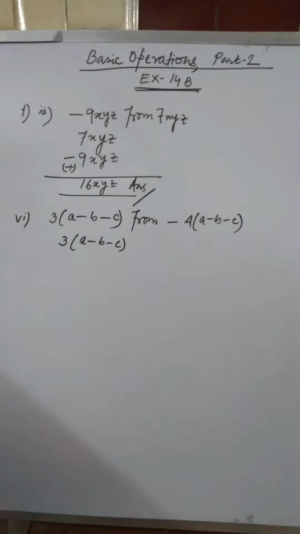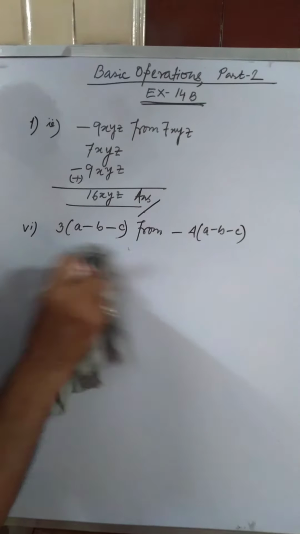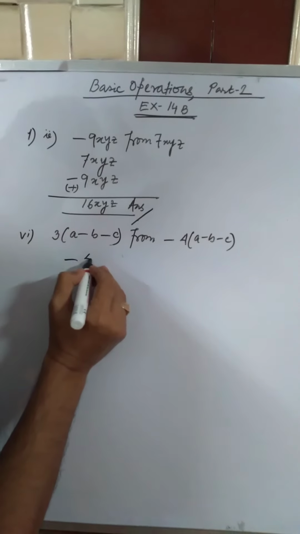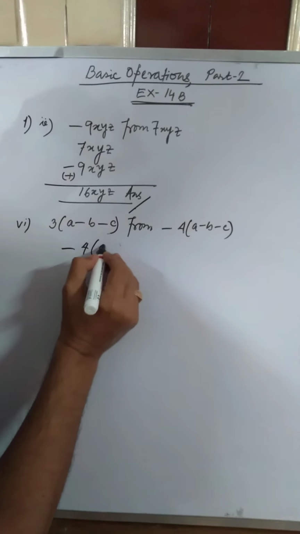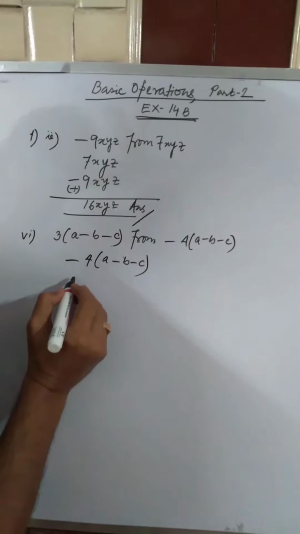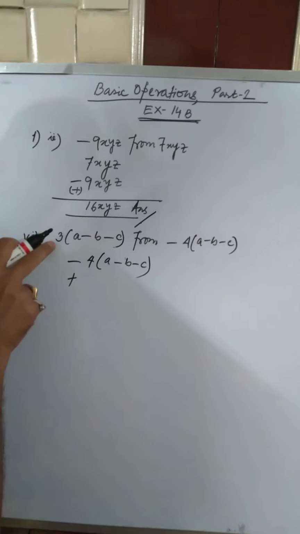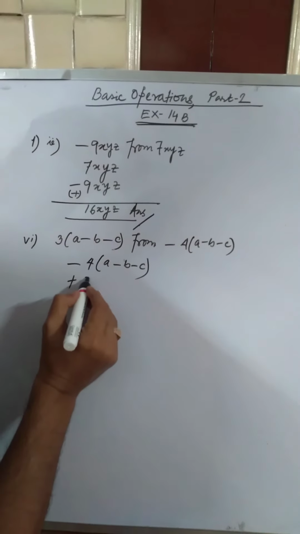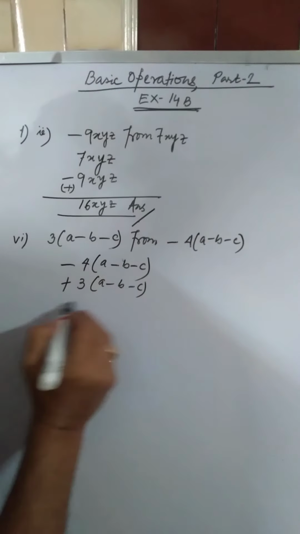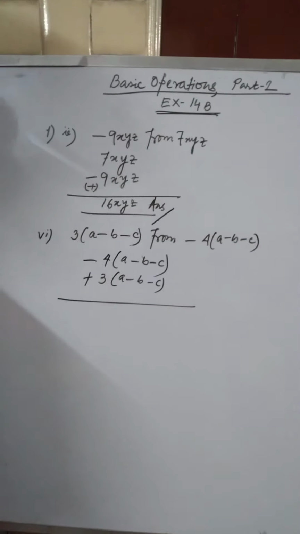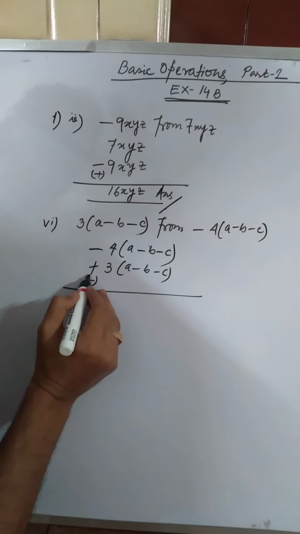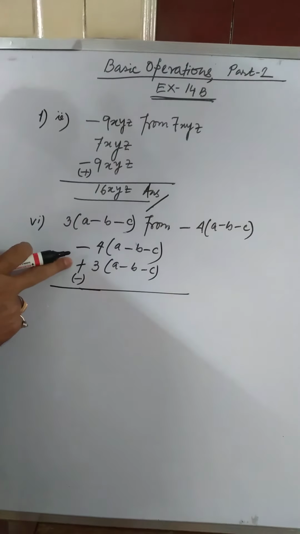3 within bracket a minus b minus c, you have to subtract from minus 4 within bracket a minus b minus c. So write it down first: minus 4 within bracket a minus b minus c. And here plus, because no sign is there, so consider it a plus sign: 3 within bracket a minus b minus c. So what is the rule? Change the sign. Which sign is there? Plus. So change it to the minus sign. Now forget about this plus.